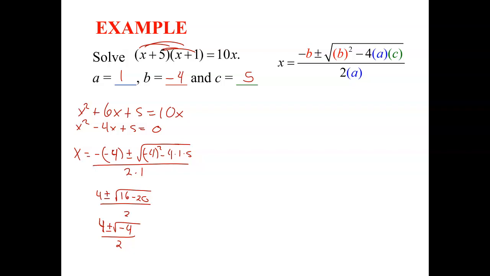Factor out the negative 1. I got 4 plus or minus the square root of negative 4. Factor out the negative 1 from the 4. Okay. What's the square root of negative 1? I. What's the square root of 4? So I have plus or minus 2i over 2.